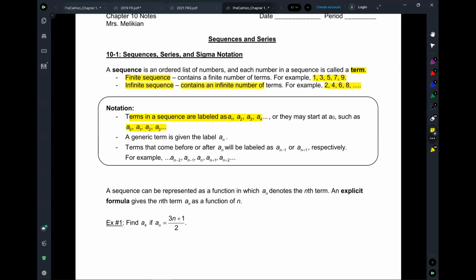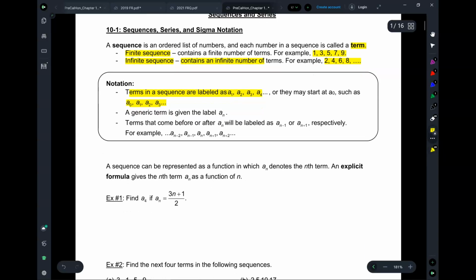My preferred way is starting with 1. It's easier to figure. Okay, a generic term is given the label A sub n, right? So suppose you take a sample term A sub n.